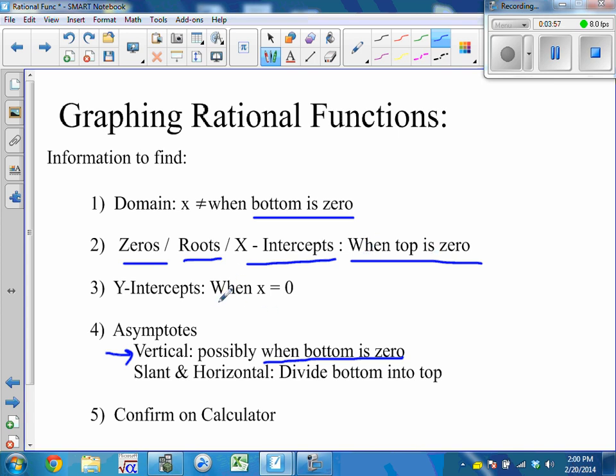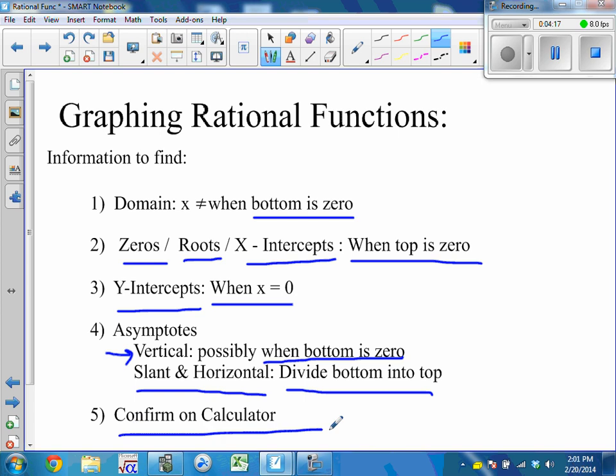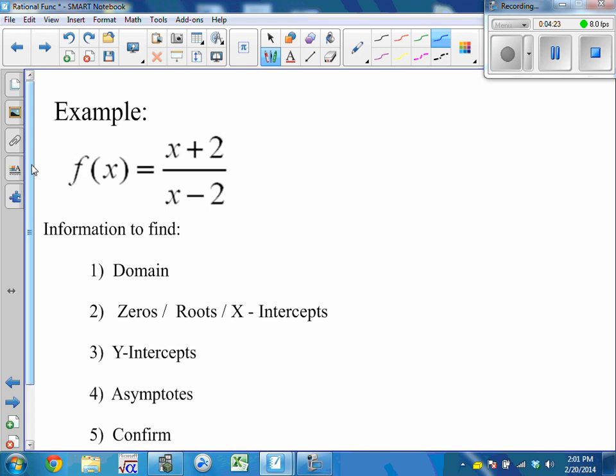And then the third thing we want to do is figure out what the function equals when x is 0. That is our y-intercept. So we find all that information to help us graph this equation. And then finally we want to find our slant asymptote or horizontal asymptote. We kind of divide the bottom into the top. And then finally we're going to use our calculator to help confirm that we got it all going right. So let's look at an example.